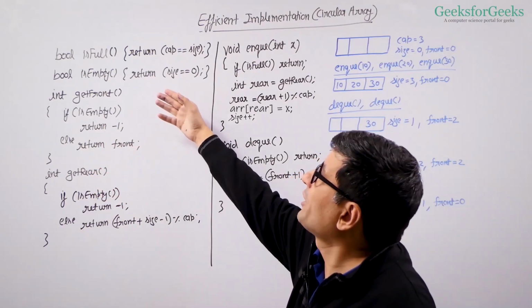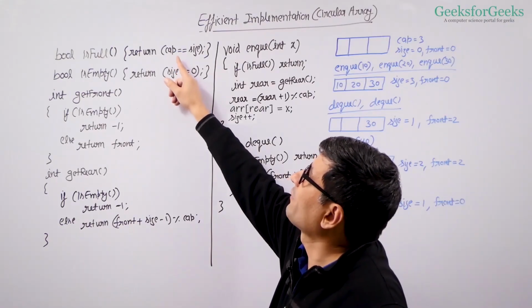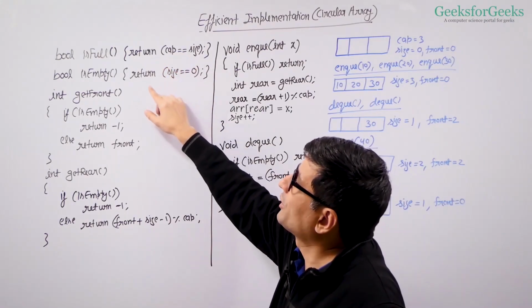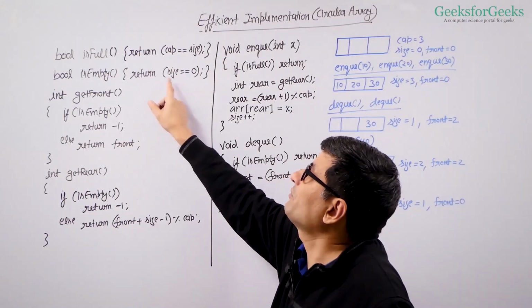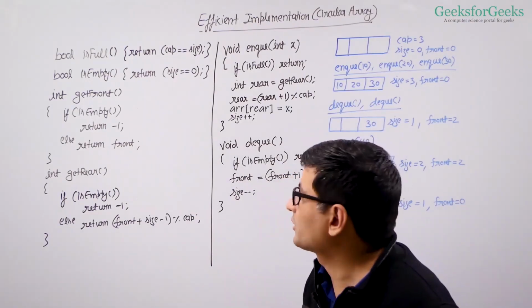Now isFull and isEmpty are the same as the simple implementation. If capacity and size are the same, then return true, otherwise return false. isEmpty is also the same. If size is 0, then return true, otherwise return false.